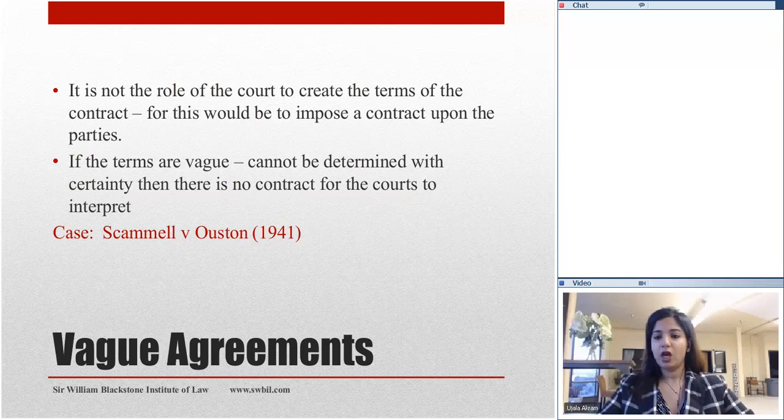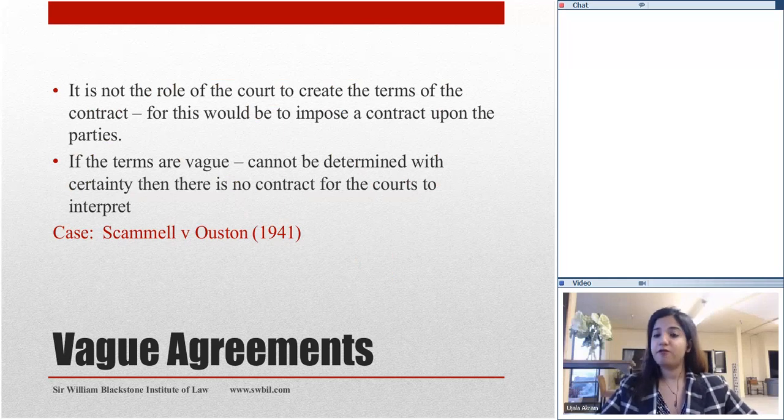Okay. With regard to vague agreements, you need to keep two things in mind. The role of the courts. So you have to think that the role of the court is not to create terms of a contract, right? What is their role? Their role is to interpret a contract, right? But they cannot construct a contract. They cannot create a contract. So that's not their role.